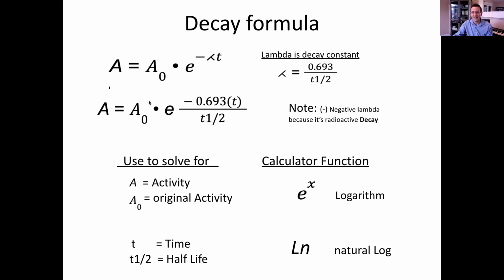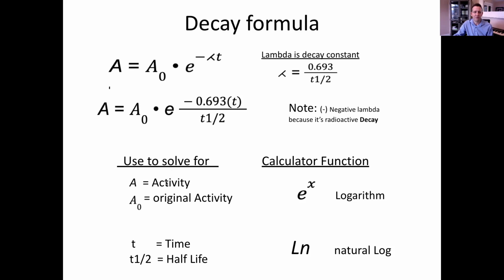Or they may solve this part of the equation for you and say your decay constant is such and such a number. In that case, you wouldn't need to put this in. I didn't do that with any of the homework because I want you to understand how to solve this using all the factors, which is likely what you'll get. So we can use this equation to solve for activity, original activity, time, and half-life.